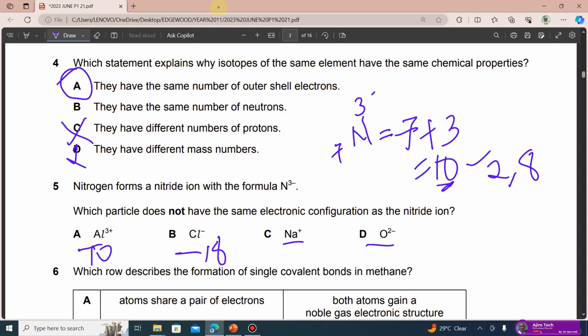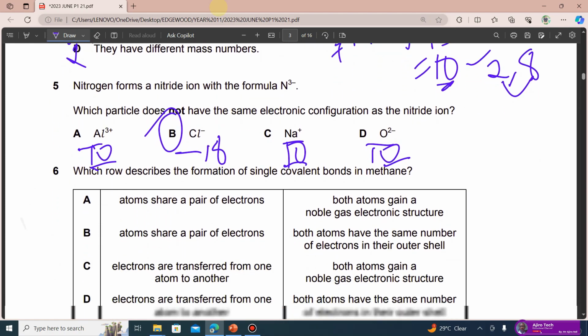Sodium has proton number of 11. Now it is giving out 1 electron, that is the plus charge, so it becomes 11 minus the 1, which is now 10. And then oxygen has the proton number of 8, so 8 plus the 2 in oxygen equals 10. So all of these will have the same electronic configuration as the nitride ion, except the chloride ion. So that's how to solve that.